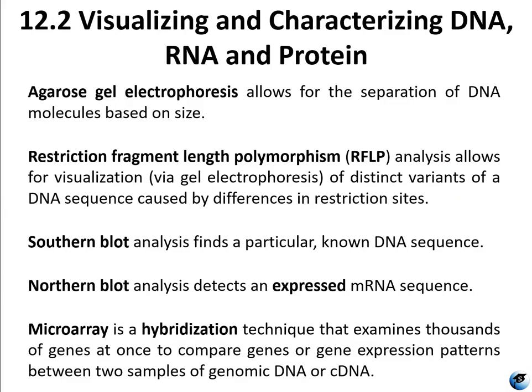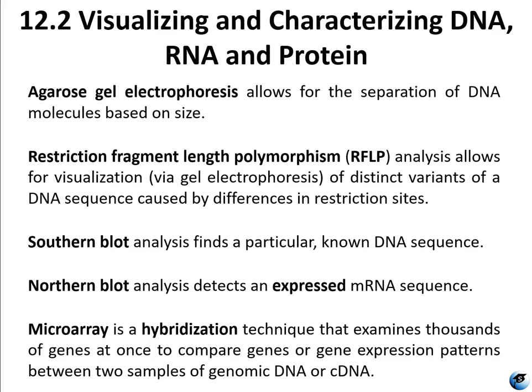Gel electrophoresis, agarose gel electrophoresis, is the way that you can separate different fragments of DNA, which is useful if you want to compare DNA samples from different groups or different individuals. Restriction fragment length polymorphism is where you can visualize distinct variants of sequences, and it's because they've been cut at different restriction sites. Southern blots are used to find a particular known DNA sequence, whereas a northern blot is looking at whether or not something is expressed, so that you're dealing with mRNA sequences.